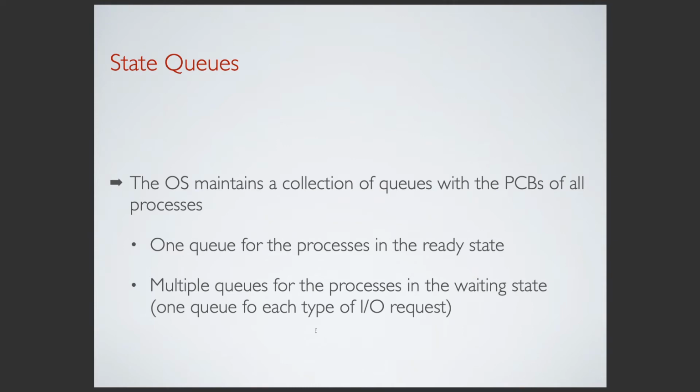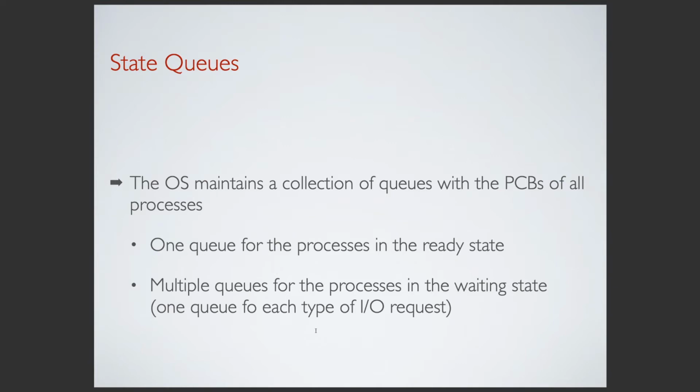So each process is going to have information about this process. And then the OS is going to maintain queues of this process information, of these PCBs. There's going to be, of course, one queue for the ready state, so we're going to see all the processes that are ready. That's going to be a queue. You will see that later with the scheduling.